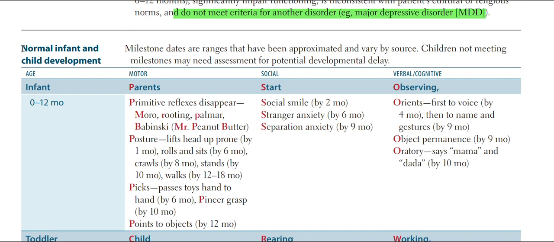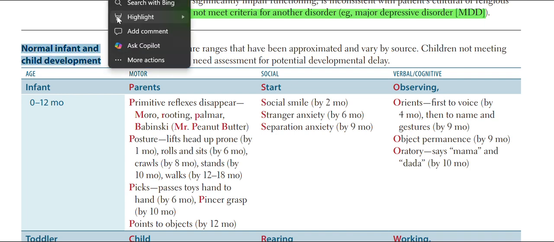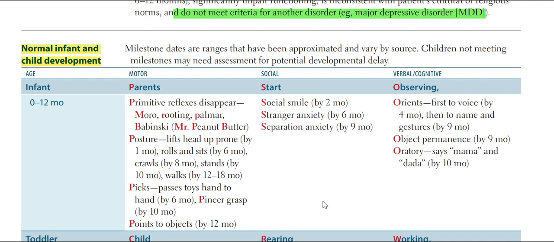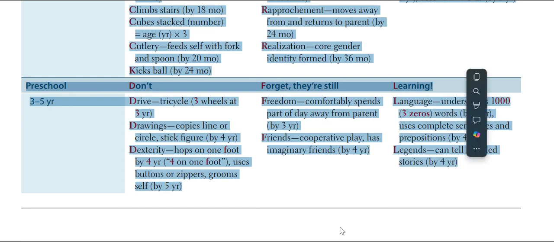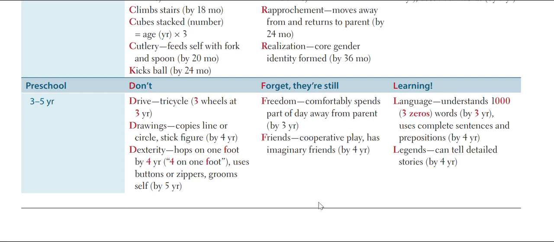Next, we have normal infant and child development. Now, this topic, I'll tell you, is a very stupid topic in my opinion, because you do need to just memorize all of this. There's no way around it.